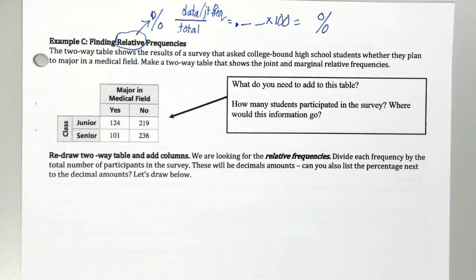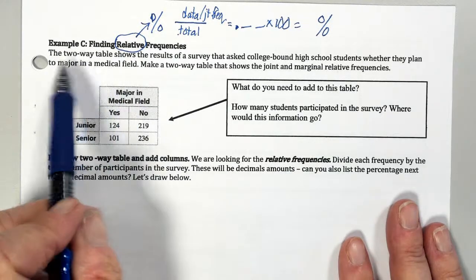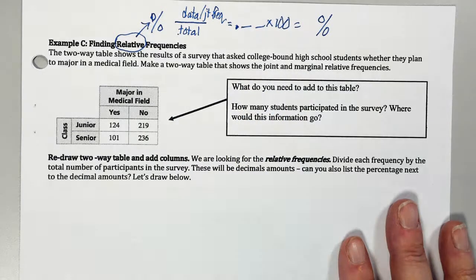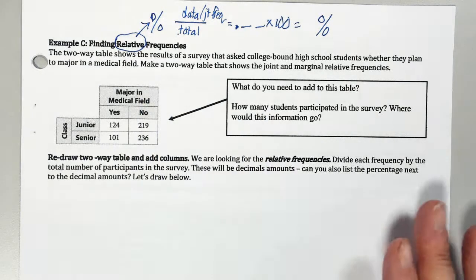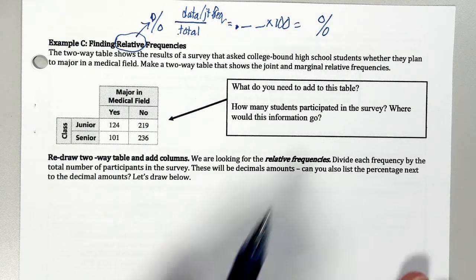And I'm noticing that I've got data relating to majors in a medical field, and I'm looking at juniors and seniors. The text up here says that I've got the result of a survey that asks college-bound high school students whether they plan to major in a medical field. So we're supposed to create a two-way table that shows the joint and marginal relative frequencies. I'm going to start by noticing something.